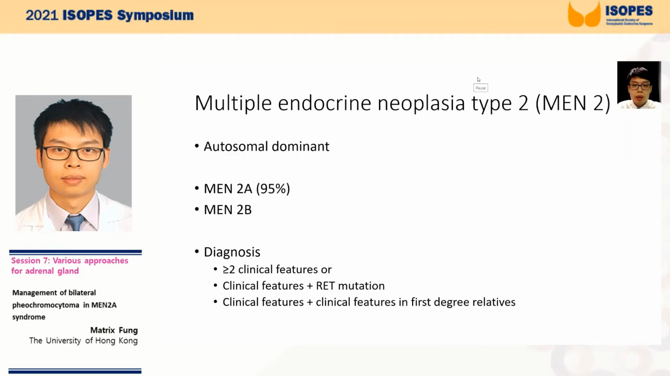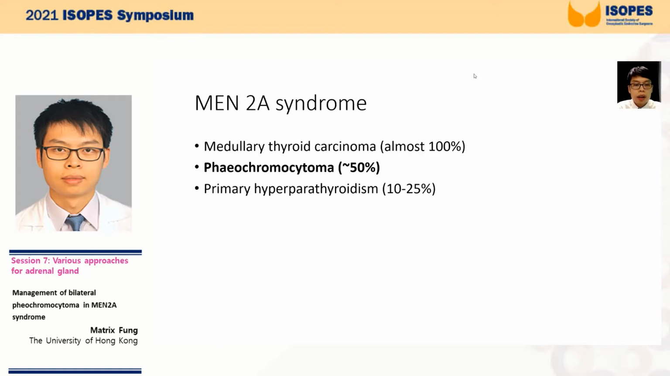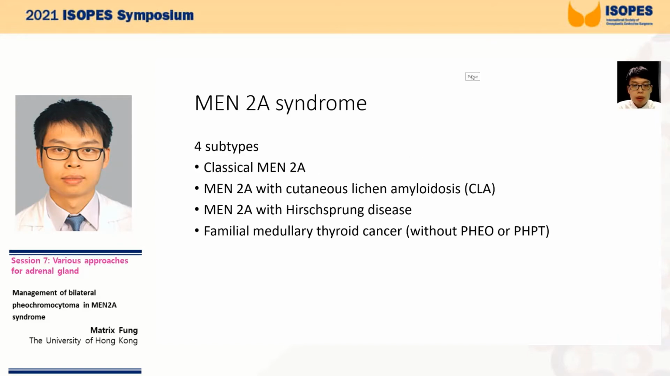Multiple endocrine neoplasia type 2, or MEN2, is an autosomal dominant disease. It is divided broadly into two categories, namely MEN2A and MEN2B, and MEN2A accounts for 95% of the cases of MEN2. In MEN2A syndrome, almost all patients develop medullary thyroid carcinoma. This is followed by pheochromocytoma, which develops in around 50% of the patients. And MEN2A syndrome is further divided into four subtypes.